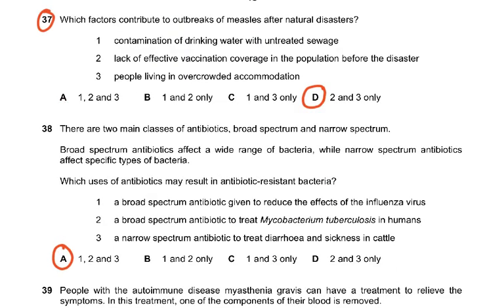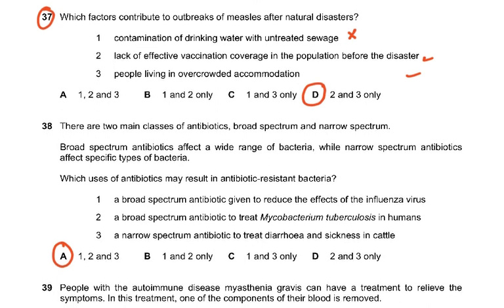Question 37. Which factors contribute to outbreaks of measles after natural disasters? Contamination of drinking water with untreated sewage. This is of course to do with cholera. Lack of effective vaccination coverage in the population before the disaster. And people living in overcrowded conditions. So it was 2 and 3 only.